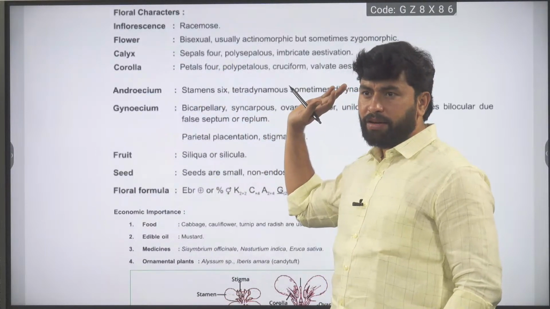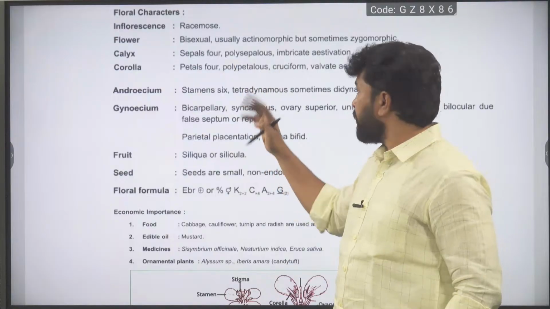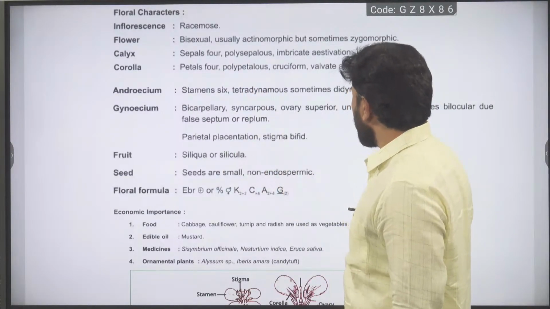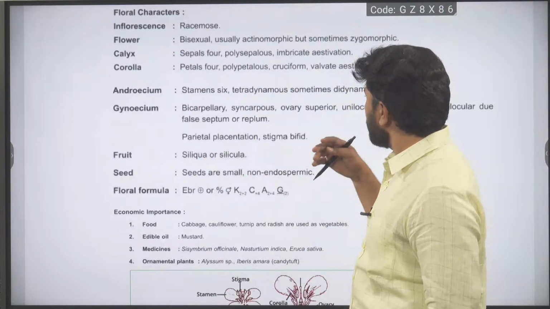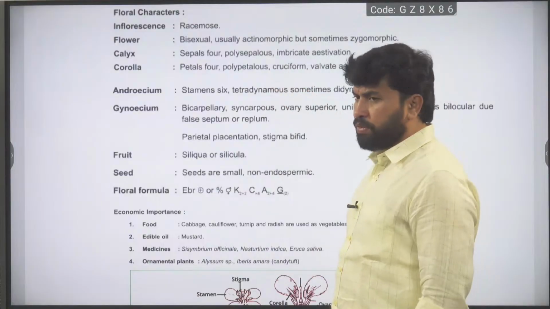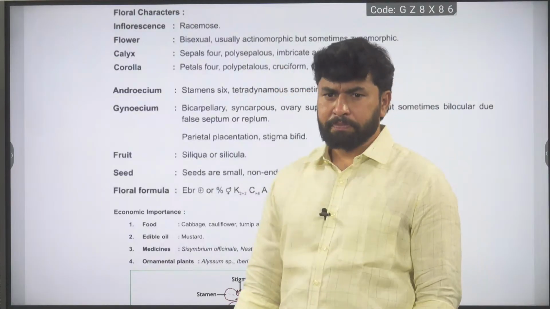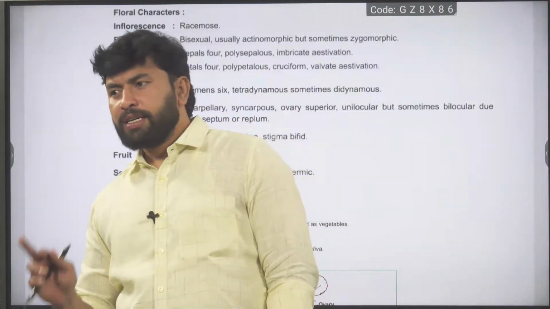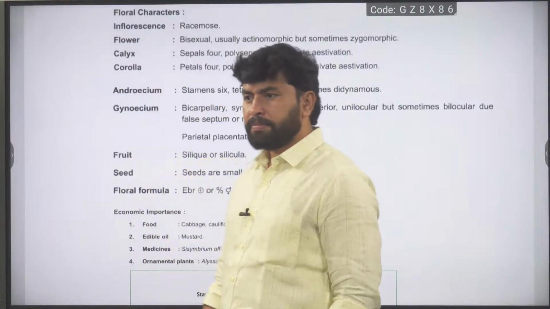Usually dicots will have 5. It's an exception: 4. Polypetalous, imbricate situation. Petals cruciform. Underline that word, cruciform. What do you mean by cruciform? Petals appear in cross shape. Okay.